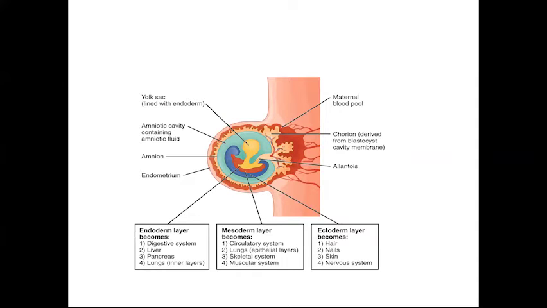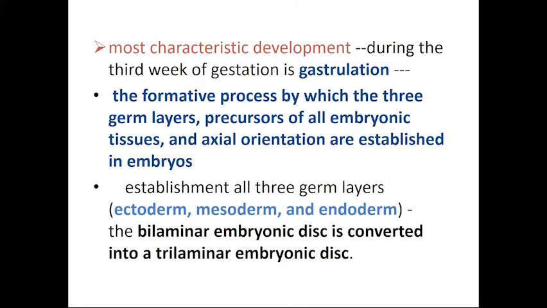If you see all this, this was the initial picture, that is still where we are in the embedding, the maternal blood. That is the chorionic cavity which was there. Then there is the allantois, you have the yolk sac, you have the amniotic cavity, and then the endometrium. Most characteristic development during the third week of gestation is gastrulation, the formative process by which the three germ layers, or the precursors of all the embryonic tissues, that is endoderm, mesoderm, and ectoderm, develop, and the axial orientation is established. That is all gastrulation.